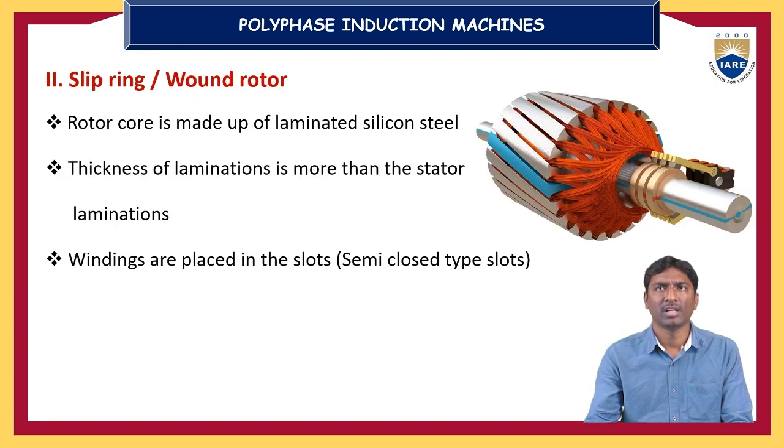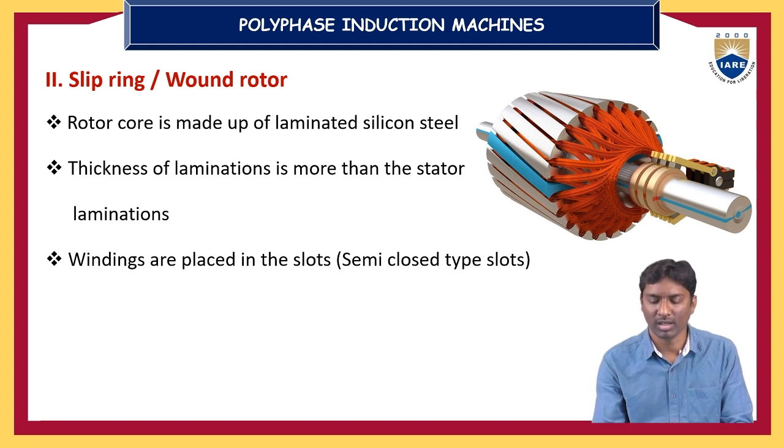And next is the slip ring or wound rotor. In the case of the slip ring or wound rotor, the rotor core is made up of laminated silicon steel. You can observe this is the slip ring or wound rotor type machine. Why am I using laminated silicon steel here? To reduce the eddy current losses.